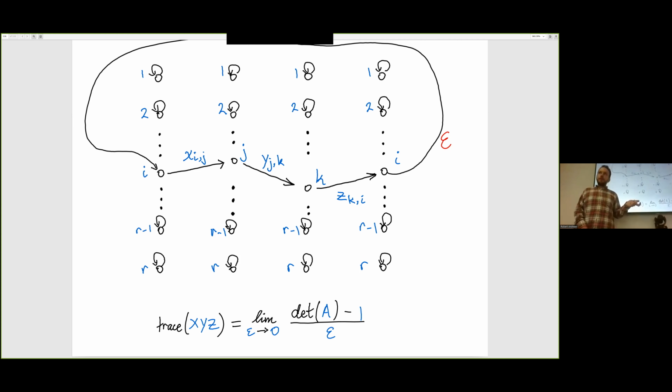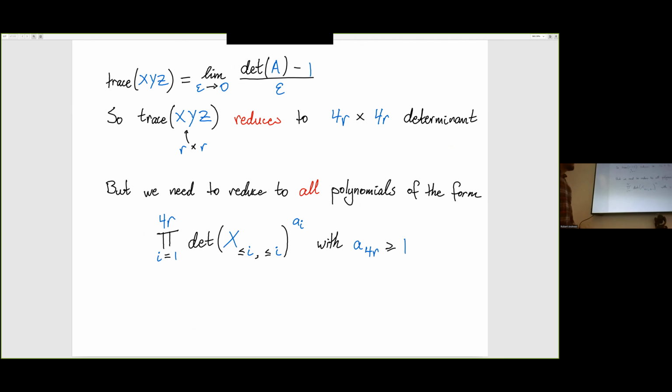At least if you just have one determinant, you can get this trace. But I told you that we're looking at products of powers of determinants. So just to recap, we got the trace out of a single determinant, and these are R by R matrices, and we only needed a determinant of 4 times as large size. So this is a really efficient reduction, like linear time. But we need to reduce to all the polynomials that look like this.